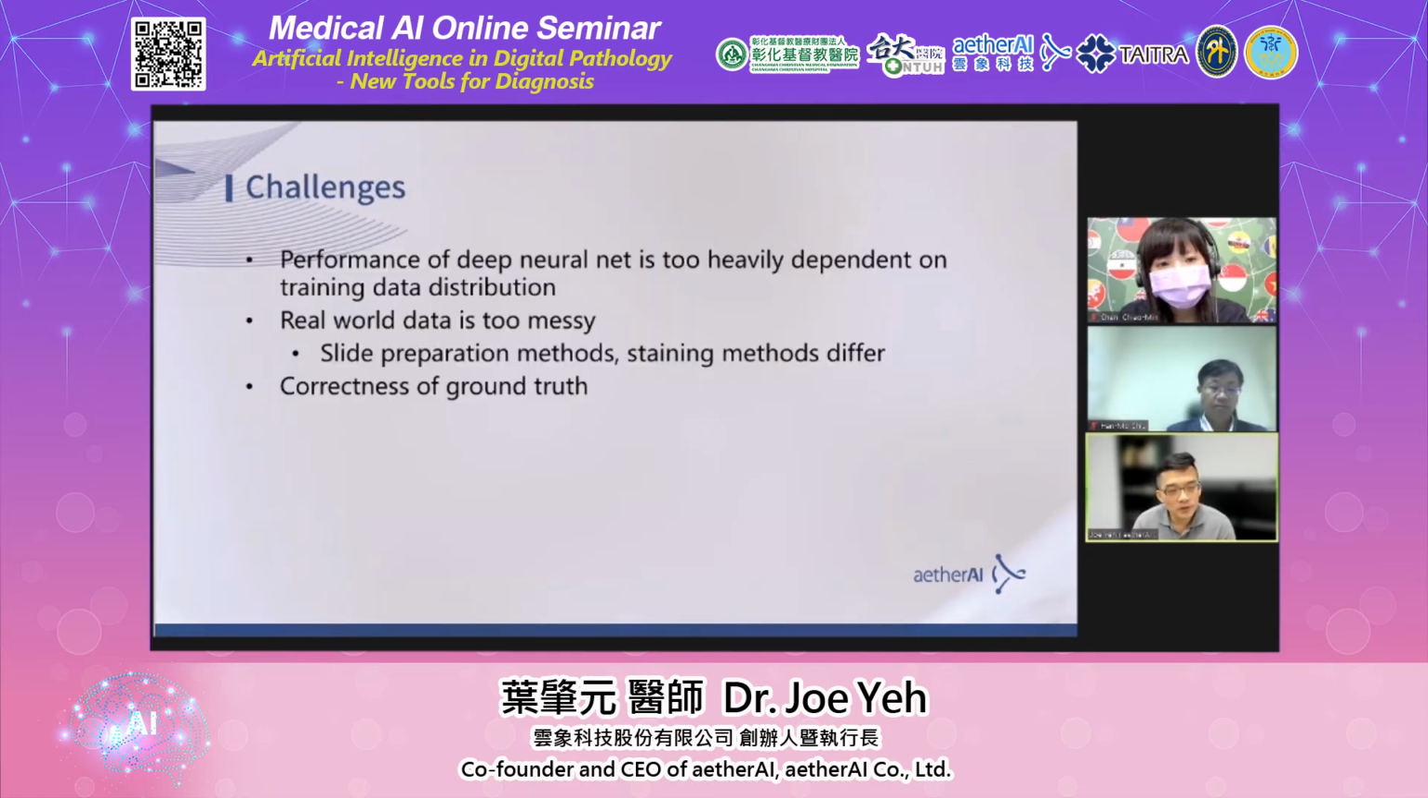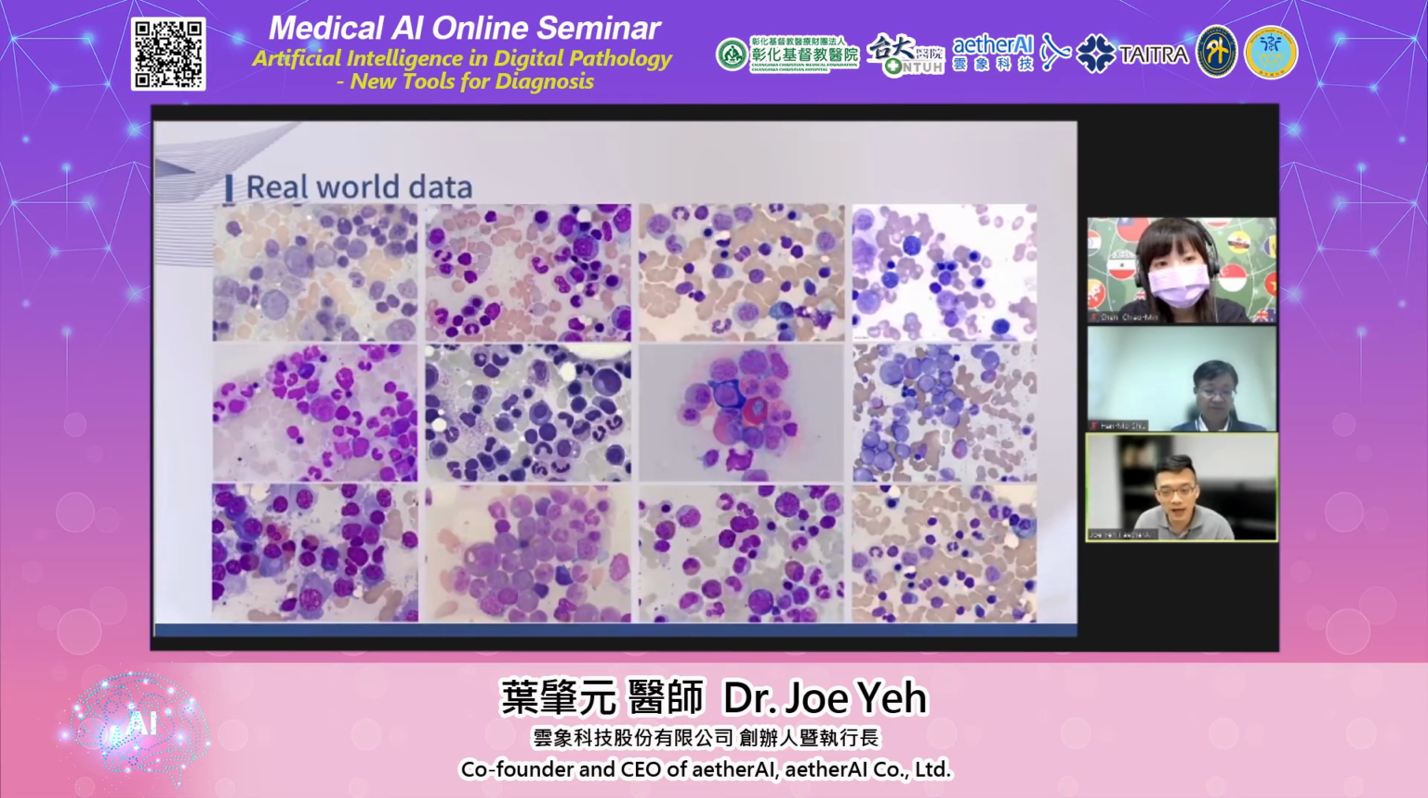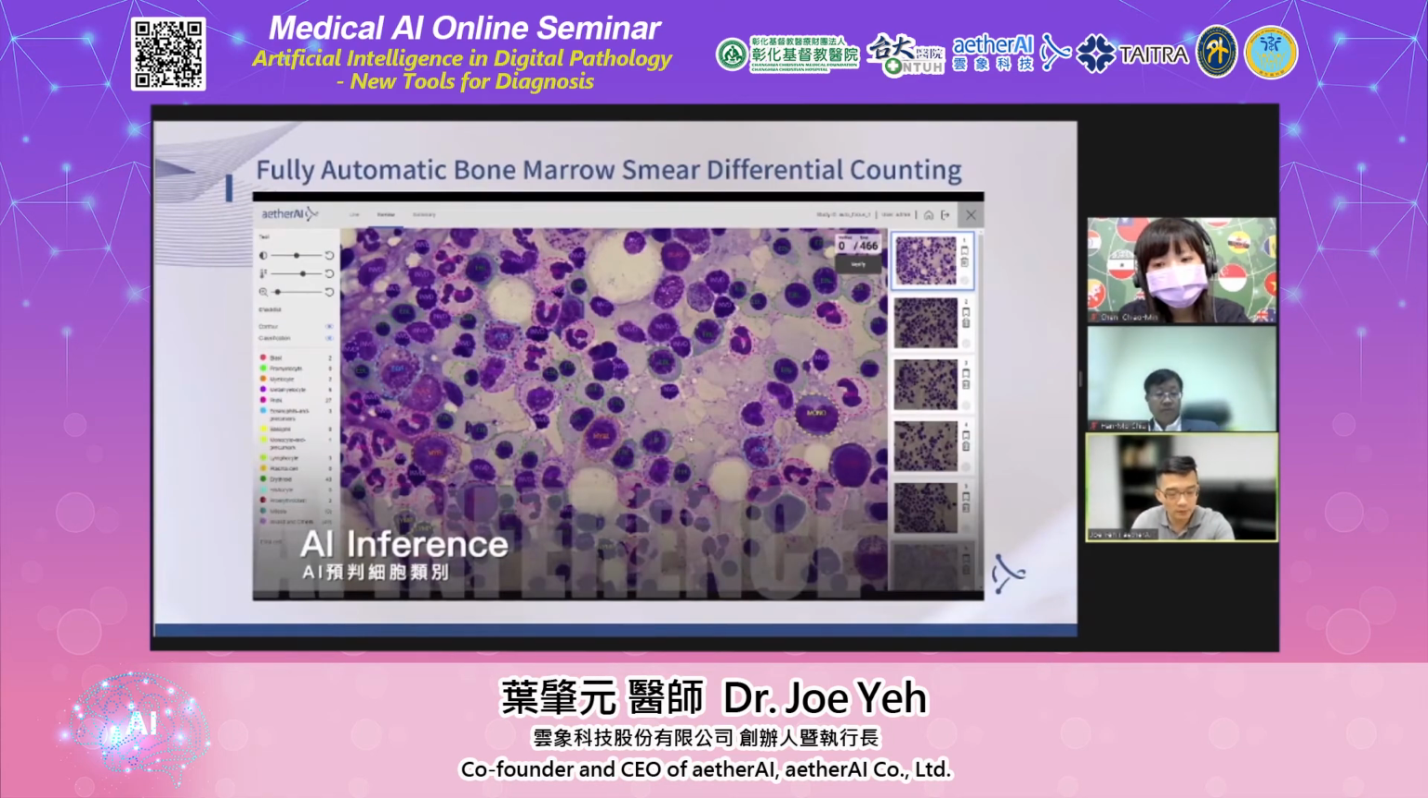And we saw some challenges in this project. The performance of a deep neural network is heavily dependent on the training data distribution, and real-world data is too messy. And very often, we cannot be sure what exactly the ground truth is. Here is an example of how diverse the dataset could be in the real world. These are images coming from different hospitals. As you can see, this poses a big challenge for the AI model to adapt. And as I said, in the second phase of our model development, we're now moving to a fully automatic system.